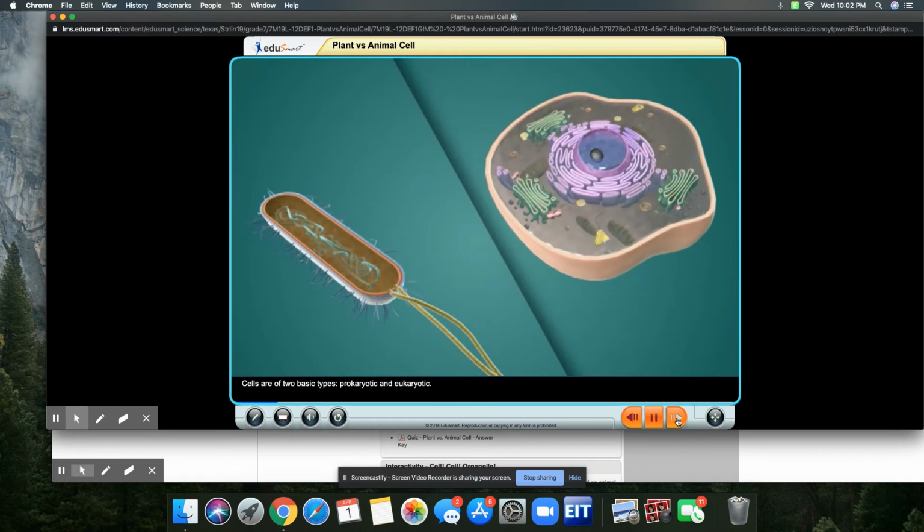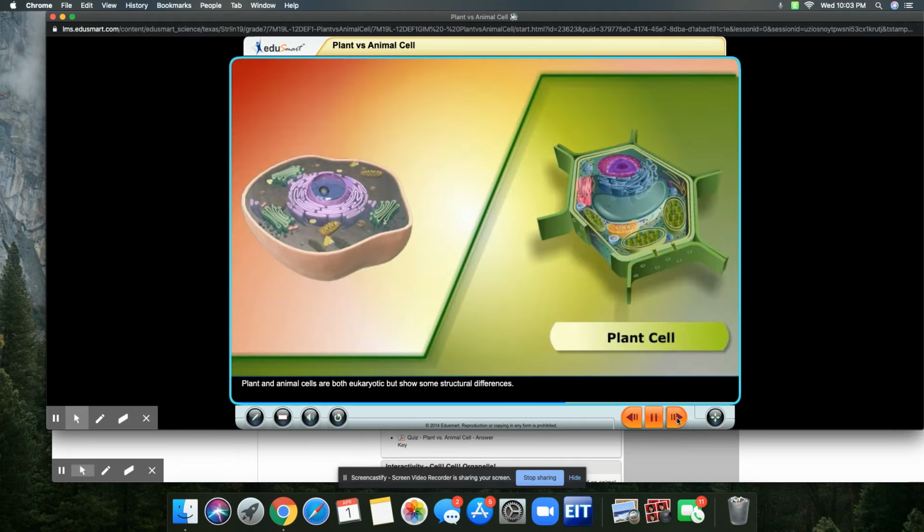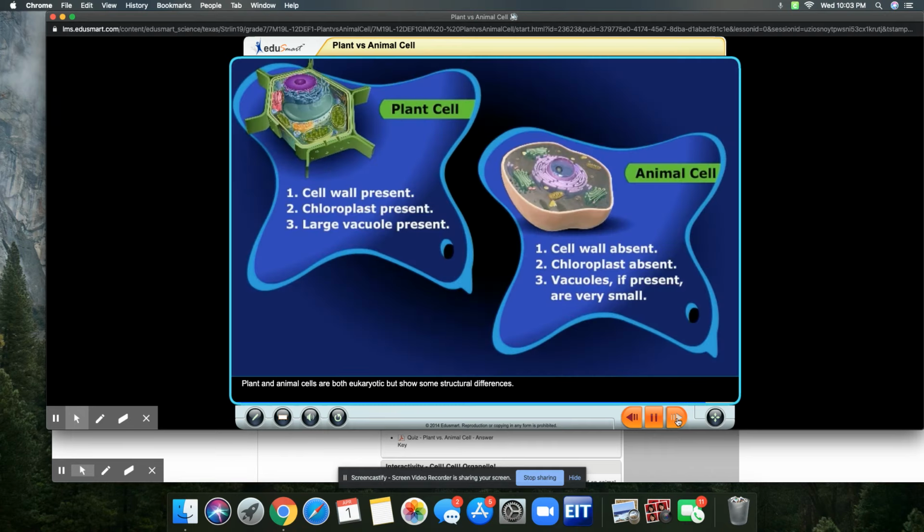Cells are of two basic types, prokaryotic and eukaryotic. Eukaryotic cells have a nucleus and other membrane-bound organelles like the mitochondria, endoplasmic reticulum, and Golgi apparatus. Plant and animal cells are both eukaryotic, but show some structural differences.